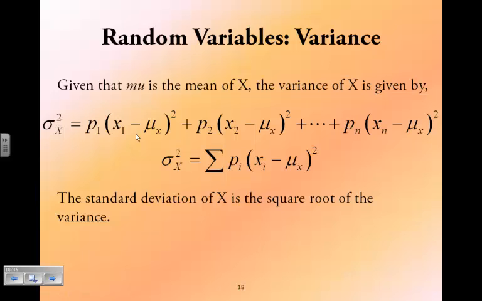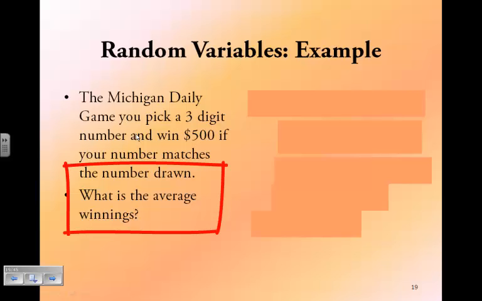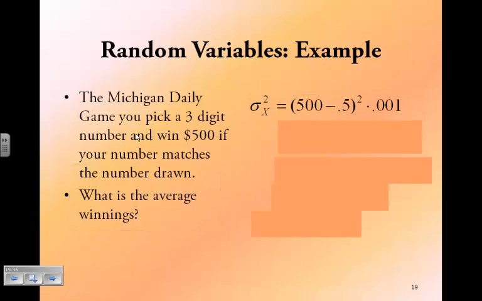All right. So let's take a look at an example, back to our Michigan Daily game. If we pick a 3-digit number and win $500 every time the number matches, what is our average winnings? Remember this? If we wanted to calculate the variance, here's what you would do. You would do 500 for your winnings minus the 50 cents, which is your average, square it, times the probability. Plus, the other option is that you don't win at all, which is 0 minus the average winnings, square it, times the other probability.